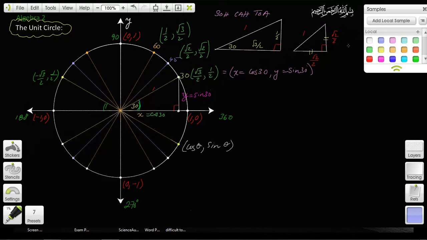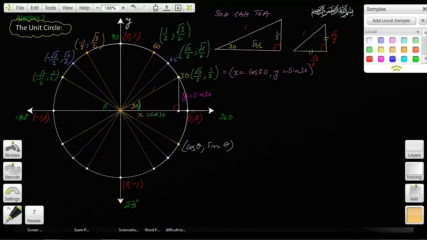And then this ordered pair over here that corresponds to the 45-degree triangle would be negative x, right? Negative square root of 2 over 2 and square root of 2 over 2. And this ordered pair over here will correspond to the 60-degree triangle. The x value would be negative 1/2, and the y value would be square root of 3 over 2.